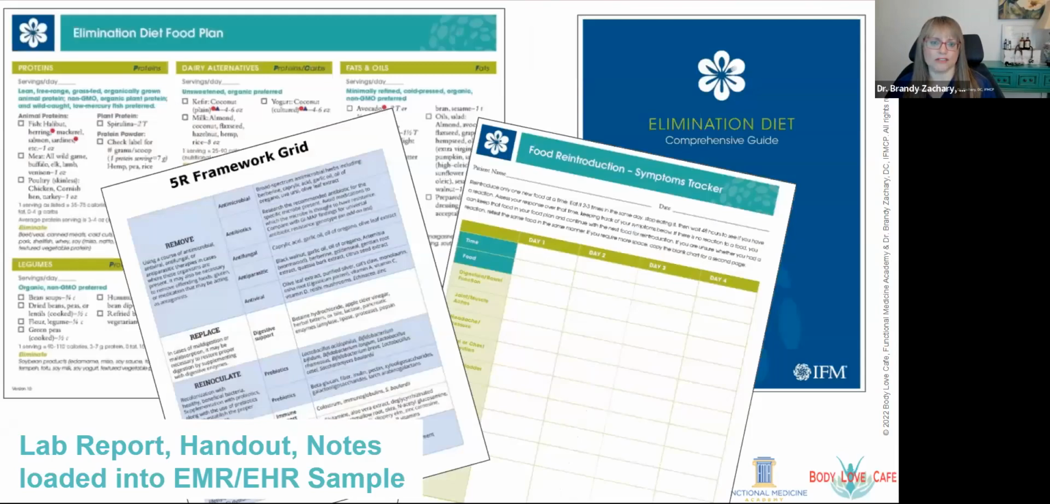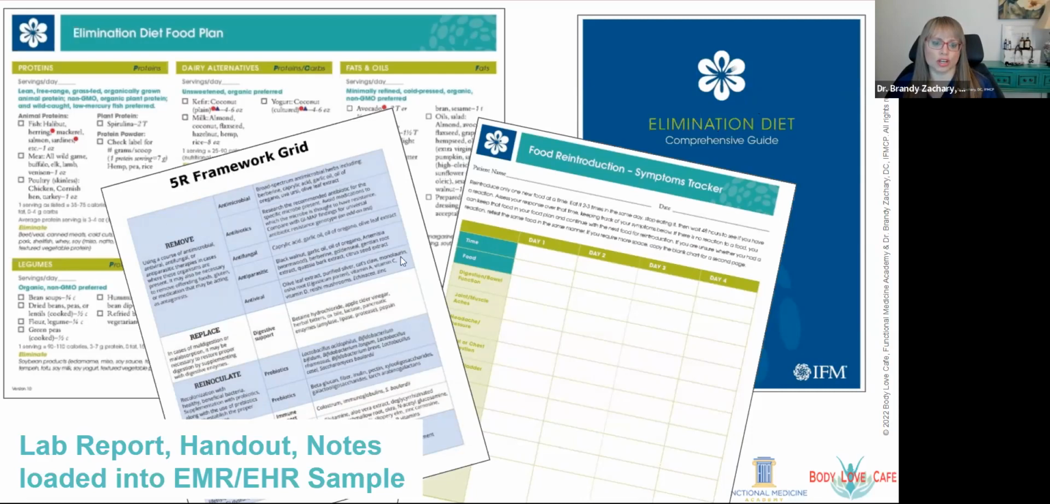Here's an example. If you've taken IFM courses and you are a member, you have access to some of their tools. So here's an example of one of their elimination diet food plans, just a 2-page handout, simple version. On the right is a longer version, very comprehensive guide. You would not want to be printing that for a patient. You'd want to give that electronically. I think it's like 40 pages. Could be wrong, but it's quite long.